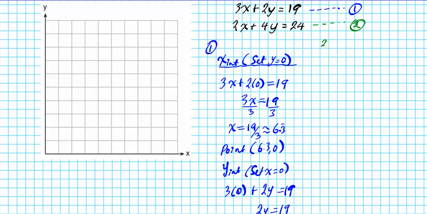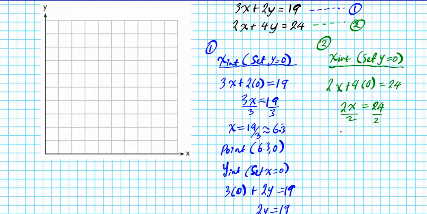Let's take a look at the second one. For the x-intercept, you set y to 0. Looking at the second equation now, we have 2x plus 4 times 0 equals 24. That goes to 0, of course. You have 2x equals 24. Divide both sides by 2, and you have x equals 12. So the point here is 12, 0.